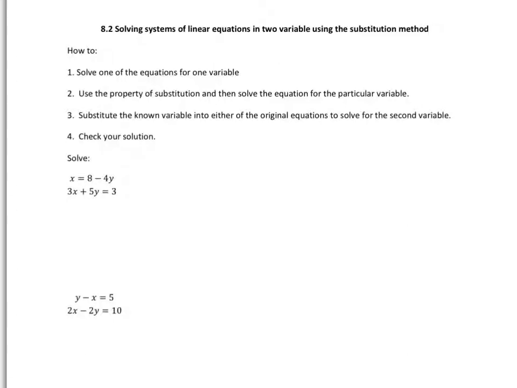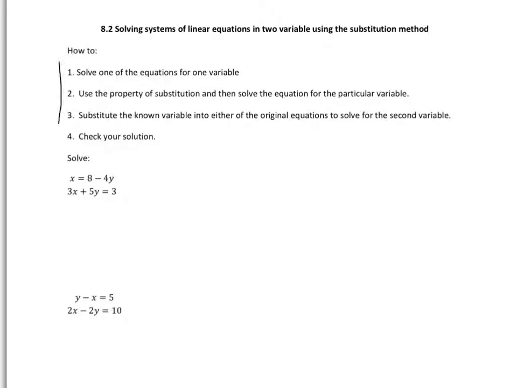Welcome to 8.2, solving systems of linear equations in two variables using the substitution method. So in the last section, we used the graphic method, and we were finding the intersection point of the two lines. And that's a good method, although it kind of breaks down if you draw a bad graph or if you have fractional answers as your solutions, because it's hard to see those on the graph. So this is the first of the two algebraic methods that we'll be looking to do this.